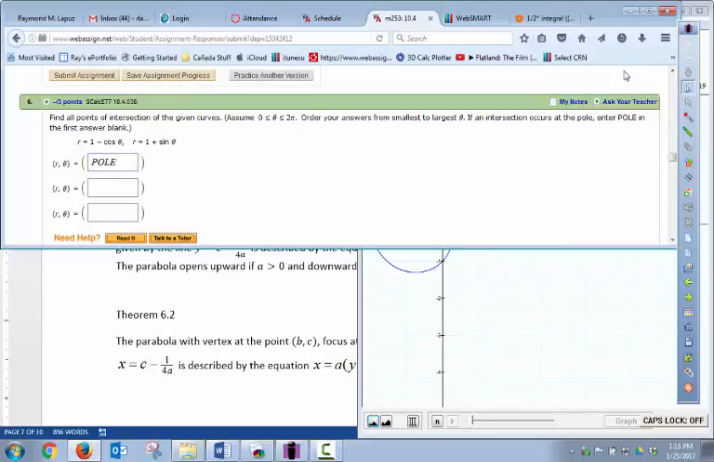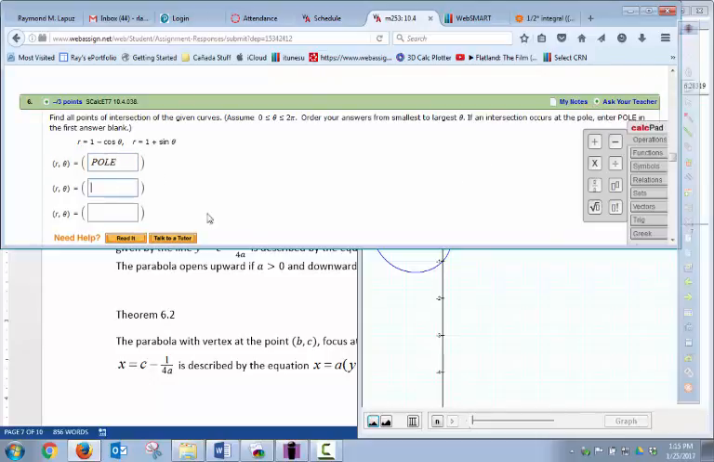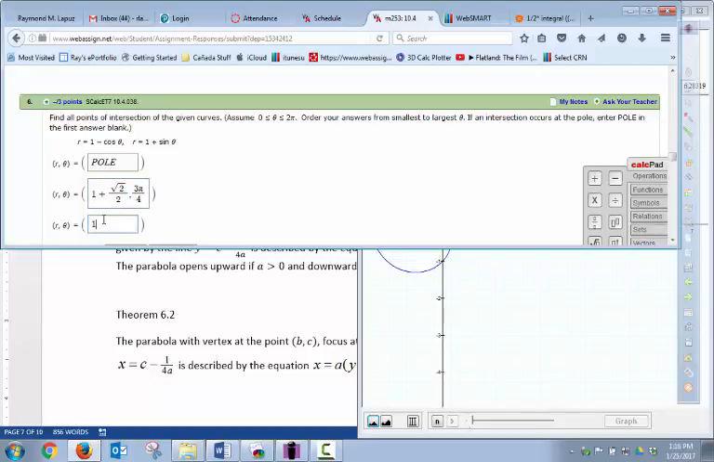Should I say capital, does it matter? Yeah, I want to say capital. So this is a 1 plus root 2 over 2, comma 3 pi over 4. And then we got a 1 minus square root of 2 over 2, 7 pi over 4.